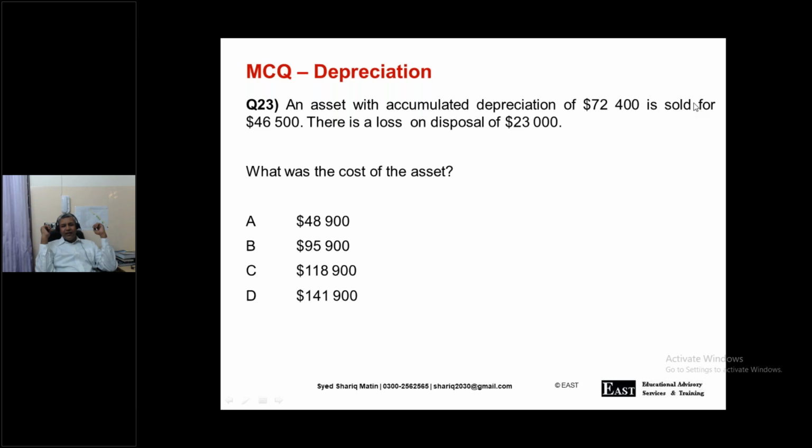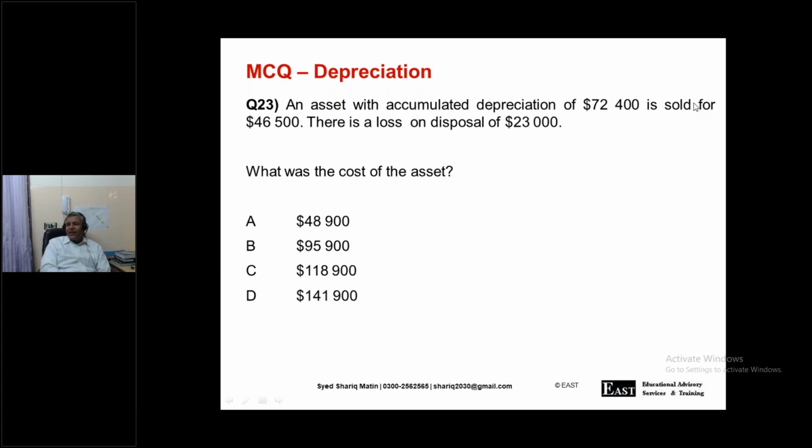You could make a disposal account in which the cost comes at the debit side, while the depreciation, the loss on disposal and the sold value, basically 46,500 over here, all come at the credit side. So we add all of them together, which will be equal to the cost, and that is how we get the cost of the asset. So 72,400 plus 46,500 plus 23,000 will give you the cost of the asset, which equals 141,900.